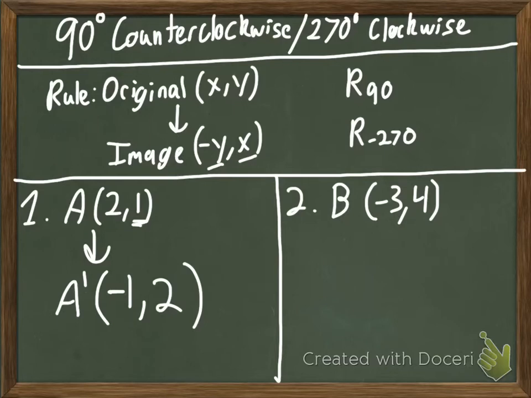So I want you to go ahead, pause the video, and try this transformation for example 2 with your group. Alright, so for B prime, we're going to switch the places and change the sign of the y coordinate. So the y coordinate was 4, so it becomes a negative 4, and my x coordinate just comes over here and becomes the y coordinate. That's a 90 degree counterclockwise, 270 clockwise.